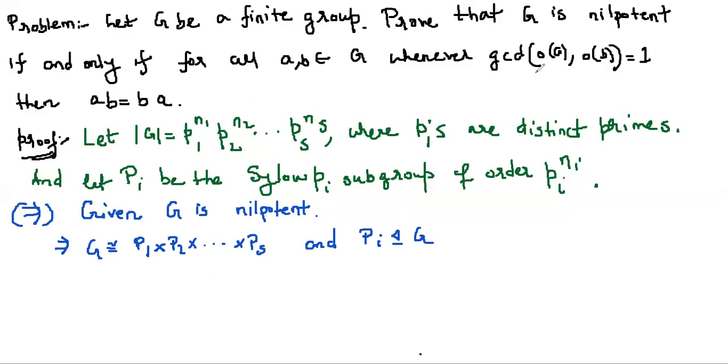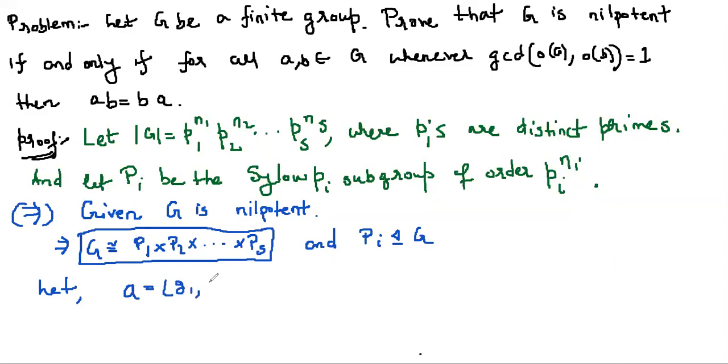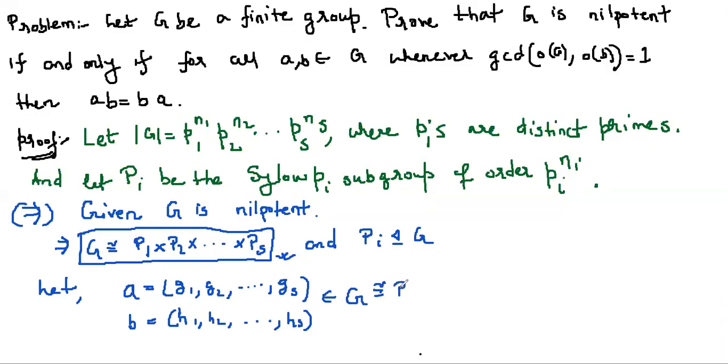Now what do we want to show? We take two elements A and B in G, and we have to show that if their orders are coprime, then they commute. So let A be in G. Because G is this external product of P1 to PS, we can identify A with an S-tuple, an ordered tuple with S elements, G1, G2, up to GS. And let B be an element H1, H2, up to HS. So we are using heavily that G is nilpotent, and hence G is an external product of the Sylow subgroups.